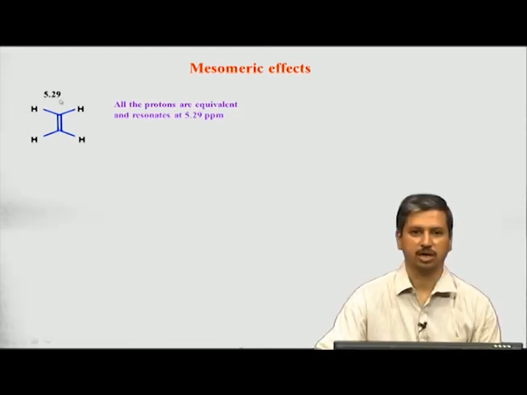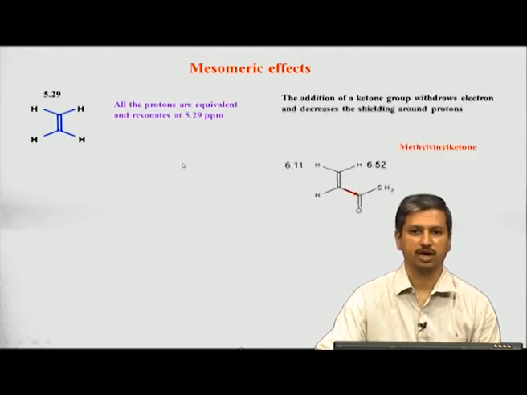We will now look at some more examples of the mesomeric effect. This is the case of the ethylene molecule, where all hydrogens are equivalent. Now, what is chemical equivalence? We will discuss that in the next few slides or the next class, but what is important to understand here is the mesomeric effect. How does it influence the shift?